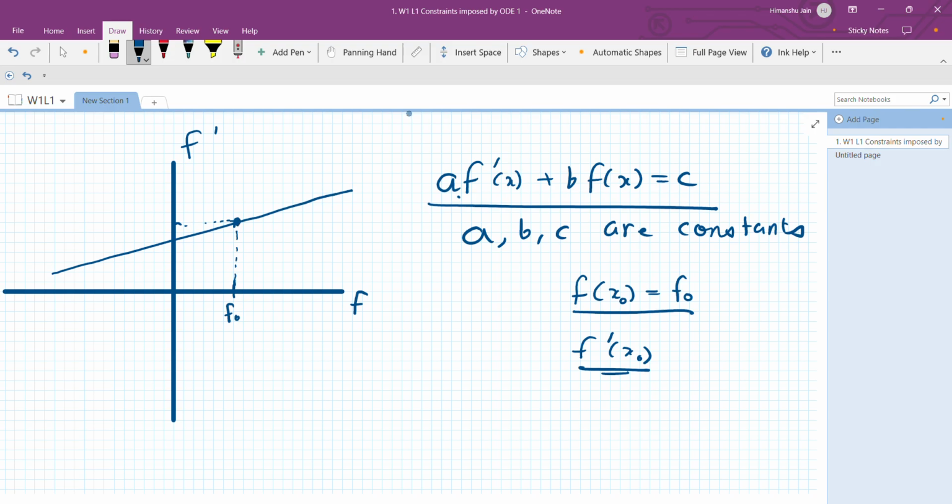Now as I change x, f will also change, f dash will also change. So this point will also change as x moves. Either it can move here, it can move here, but it has to stay on this line. So given this information f(x naught) is equal to f naught, we get a point on this line. Now I can move any way I want. Either I can move from here to here fast, or slowly and then fast. I can move in any way, but the only constraint is that I have to stay on this line.